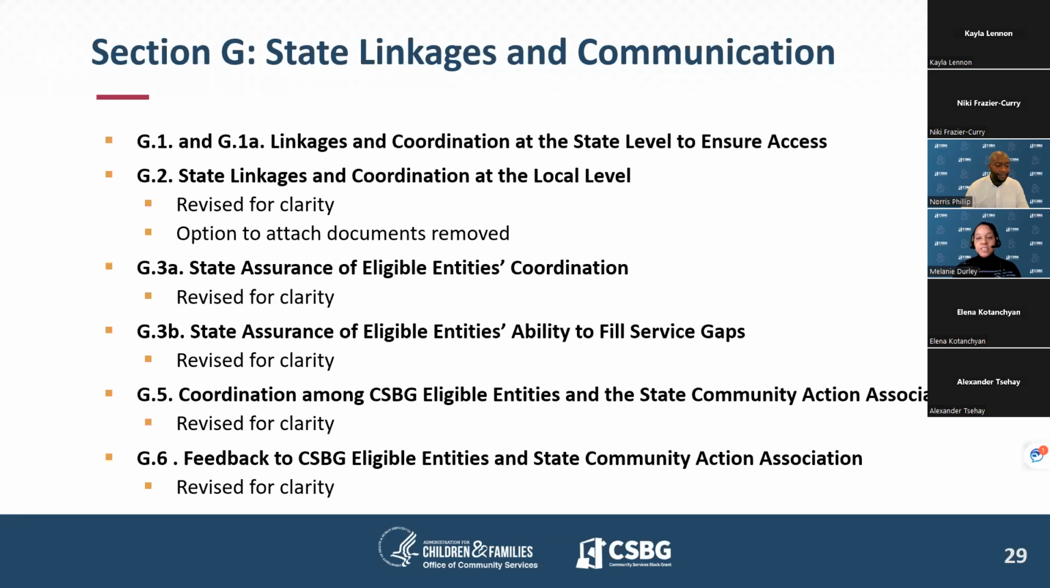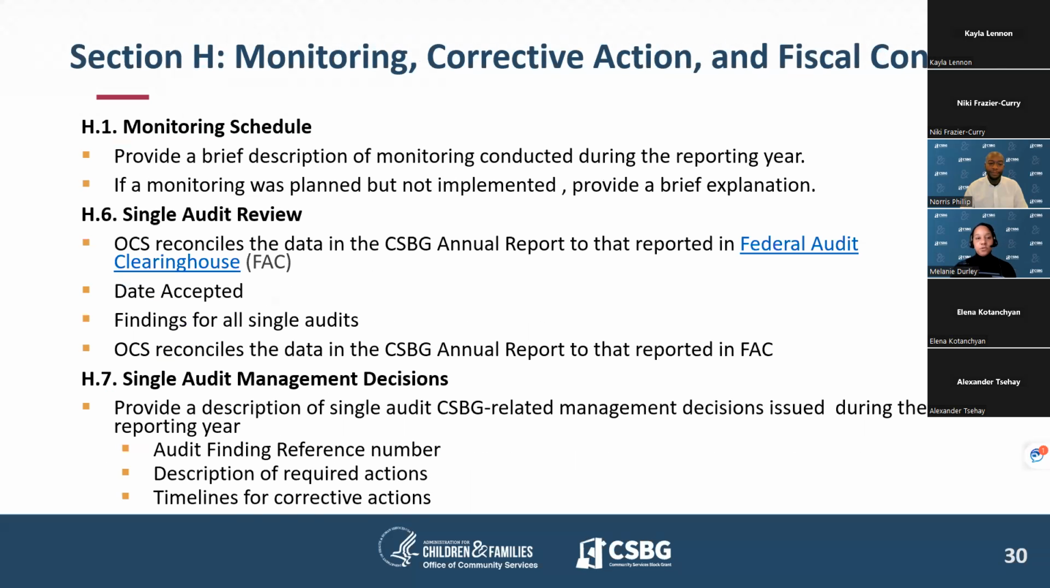This question allows for CSBG State Office to take and implement a continuous quality improvement approach to activities related to achieving state accountability measures. As a funder of the entities and often of state associations, the CSBG State Office should ensure timely and objective feedback on a range of topics to help the network continue to make progress toward identified goals. I will turn it back over to Norris for Section 8, monitoring corrective action and fiscal controls.